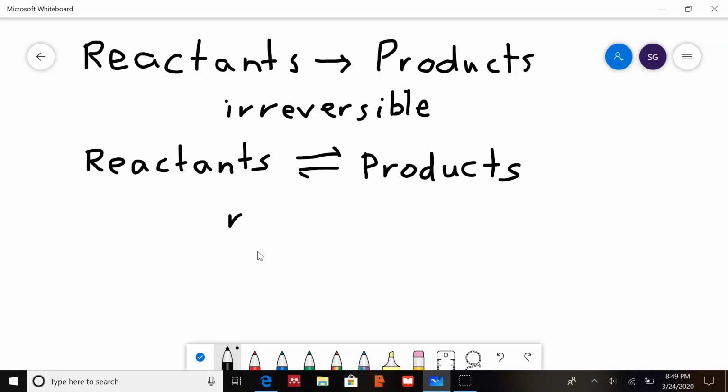And this is a reversible reaction because it can be reversed. It can go in both directions. So when it goes in the left to right direction, we call that the forward reaction. And when it goes in the opposite direction, from right to left, we call that the reverse reaction.